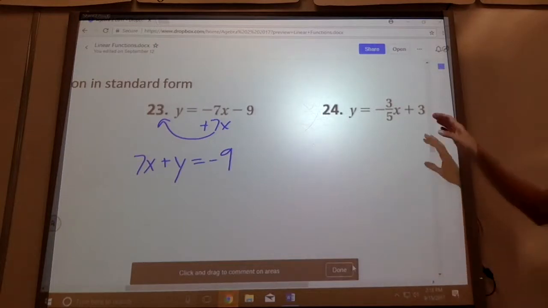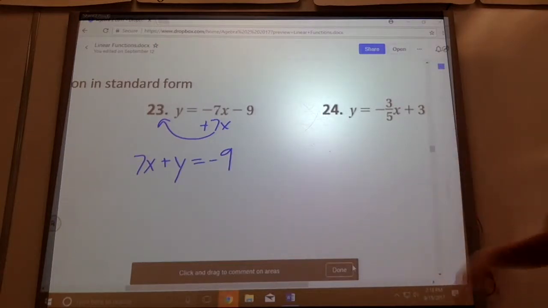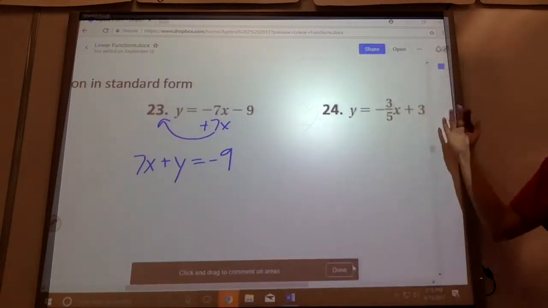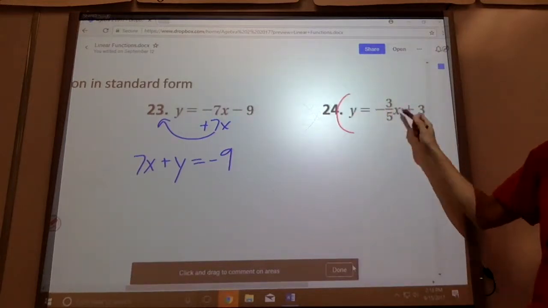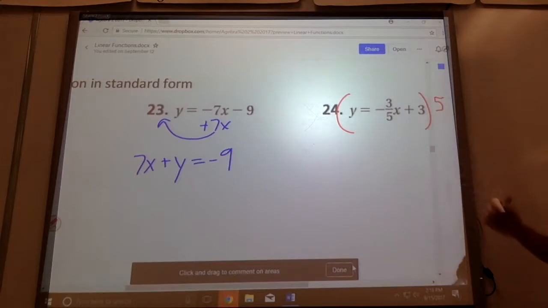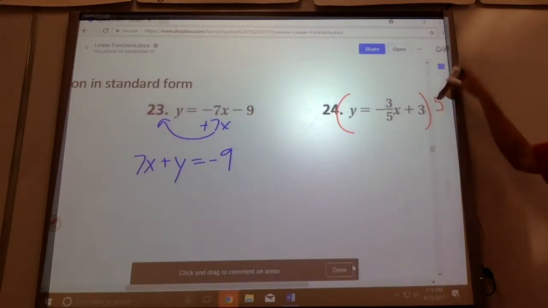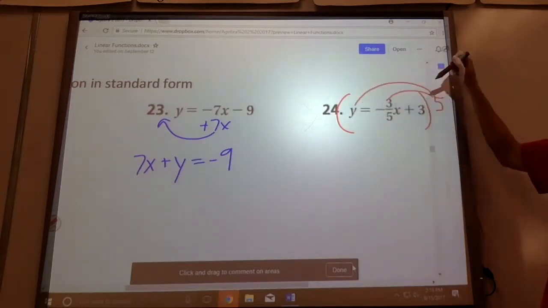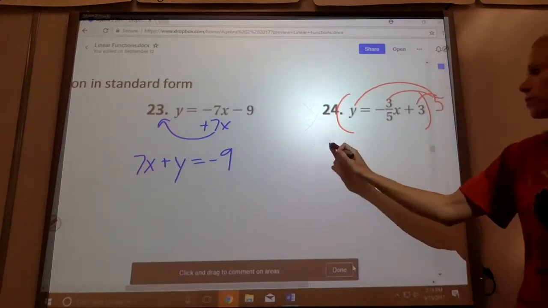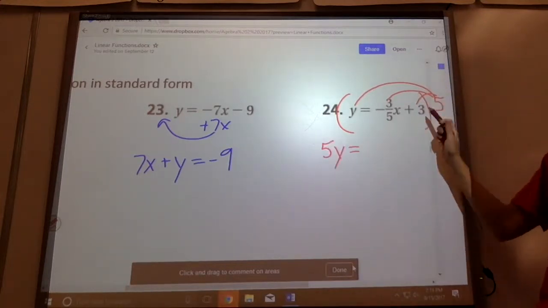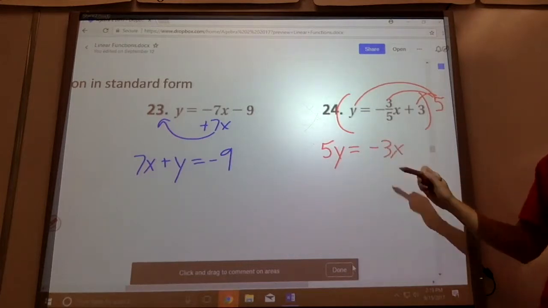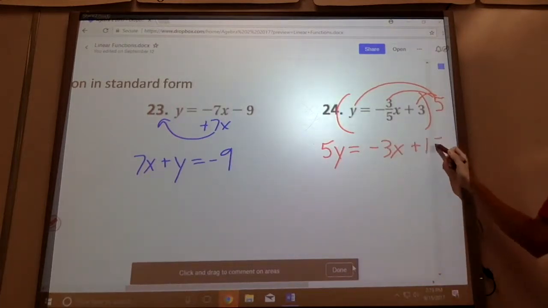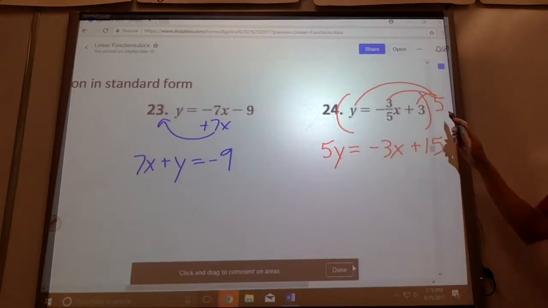Okay. Well, let's look at another one with fractions like 24. So I look and see, oh, there's a fraction. What's in the denominator? 5. So I'm going to multiply every single thing times 5 to get rid of that. So the y, the x term, the constant, so 5y. What happens here is the 5's cancel out, and I just get -3x plus 15, right? Because multiplying by 5 and dividing by 5 cancel out.